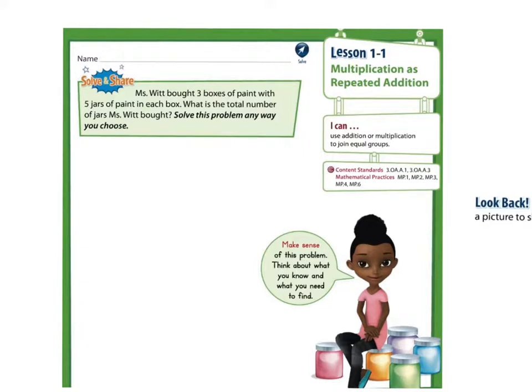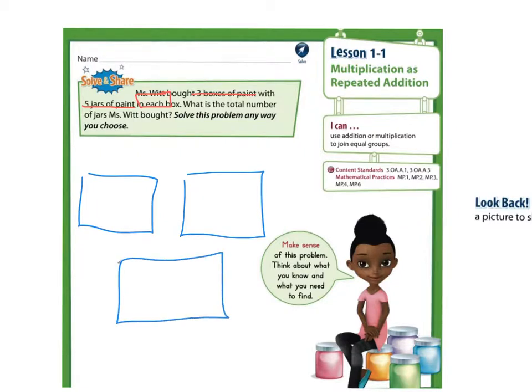First, take note of what the problem tells you. Miss Witt bought 3 boxes of paint with 5 jars of paint in each box. So what I might start doing is draw 3 boxes of paint. Here are my 3 boxes. And if I remember, looking up here, we are told that there are 5 jars of paint in each box. So now I will draw 5 jars in each box.